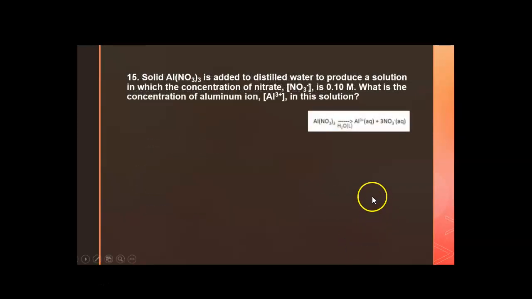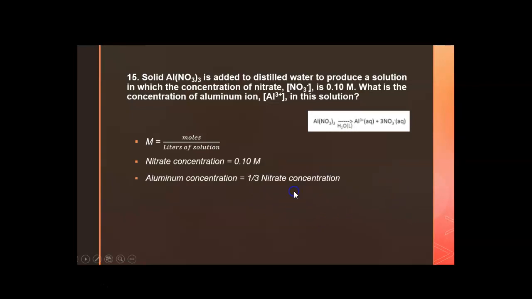Finally, number 15, I give you the breakup, the dissociation formula here for aluminum nitrate, and they tell you that the concentration of nitrate is 0.10 molar. There's your calculation formula. The nitrate is 0.10 molar. But the aluminum concentration here is 1/3 of the nitrate concentration. I hope you see that from the equation for the dissociation of the salt. Therefore, the aluminum concentration is 0.1 molar divided by 3, or 0.033 molar.